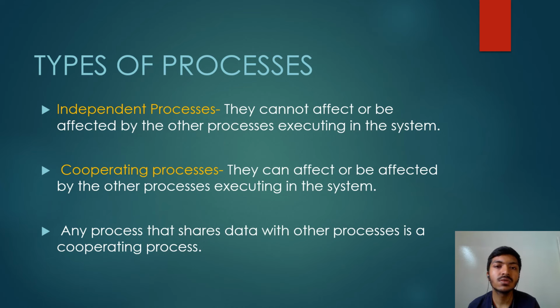The second one is cooperating processes. Cooperating processes are those processes which can affect or be affected by the other processes running in the system. For example, if there are two processes running in the system and one of the processes has a change in values because of the other process, then this means that it has been affected by the other process. And so cooperating processes can affect or be affected by the different processes running in the system.